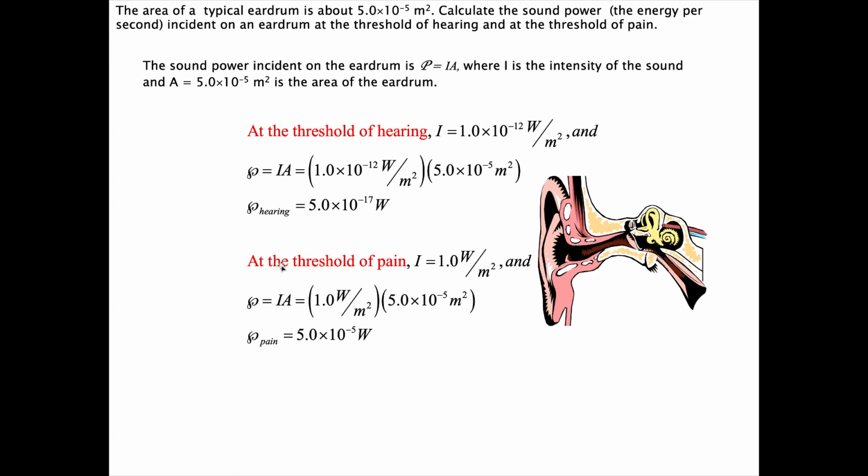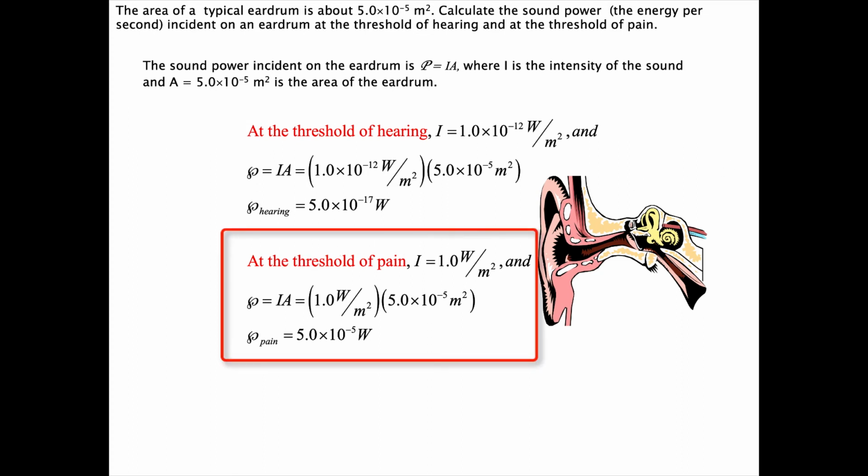So in the second half then, we're going to calculate the threshold of pain using the relationship. So you notice on this one we don't have the 10 to the minus 12th watts. We just have a value of 1. So the intensity 1 watt per meter squared, put it into the same relationship and we have 1 watt per meter squared times 5 times 10 to the minus fifth meters squared, which is the cross-sectional area of the eardrum, gives us now a threshold of pain of 5 times 10 to the minus fifth watts.